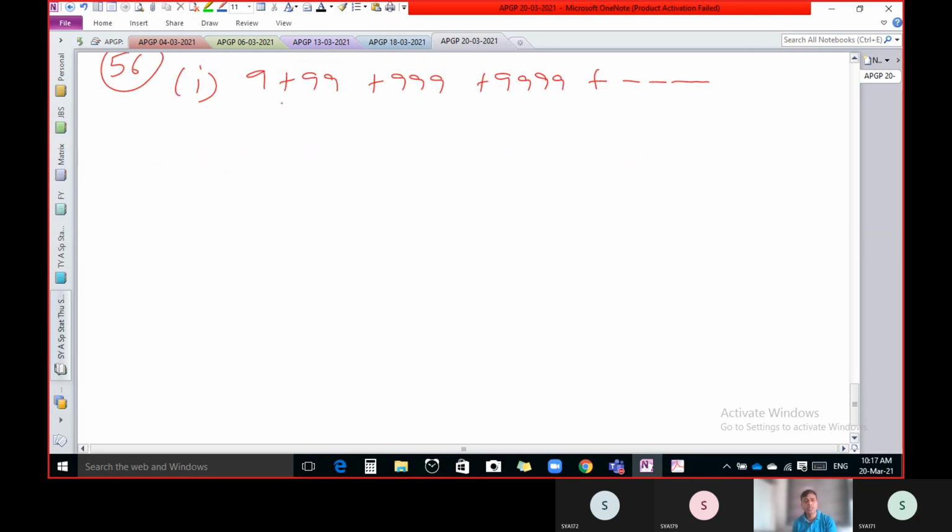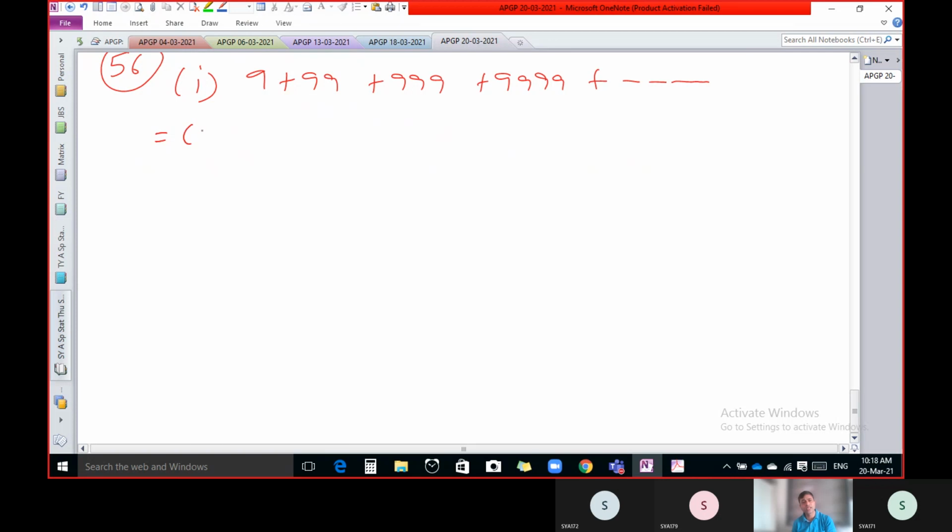You can see the difference here is 90 and here the difference is 900. So they are not the same, so it is not AP. Even the ratio, this divided by this is 11, but this divided by this is not 11. So we can say that these numbers are neither in AP nor in GP, and this is a special series. Now listen how to solve this type of question. You have to learn the method.